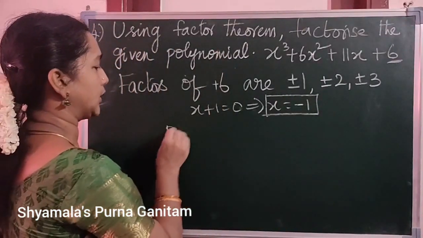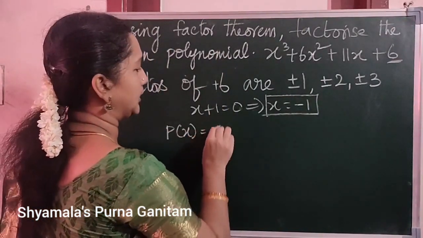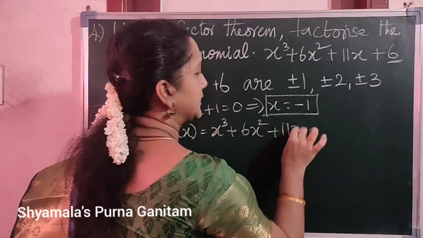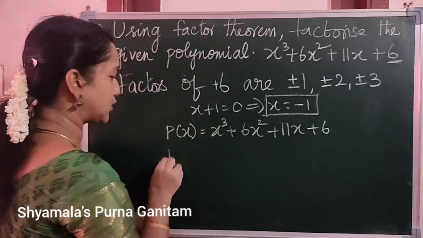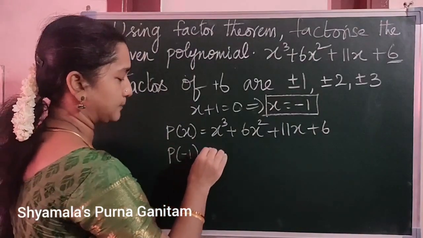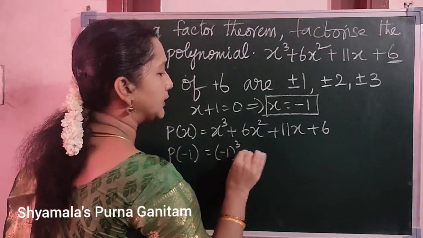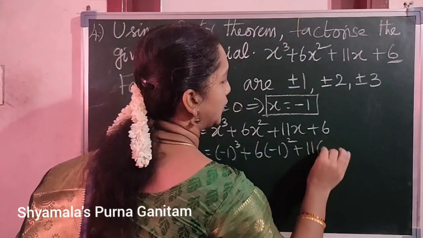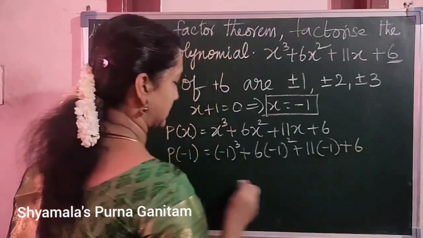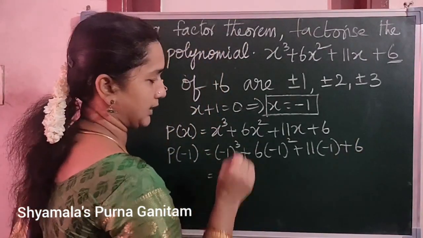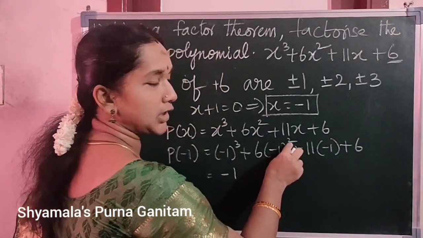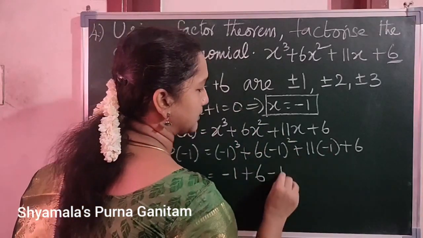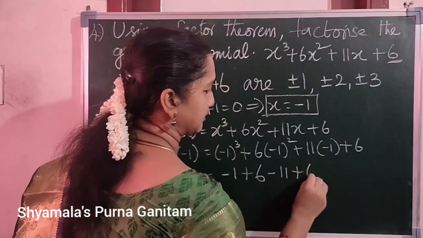So I will take the polynomial p of x is equal to x cubed plus 6x squared plus 11x plus 6. Now I will substitute p of minus 1. So minus 1 the whole cube plus 6 into minus 1 the whole square plus 11 into minus 1 plus 6. So now I am simplifying. Minus 1. Minus 1 the whole square is 1, so this is plus 6. And 11 into minus 1 is minus 11. And then here it is plus 6.